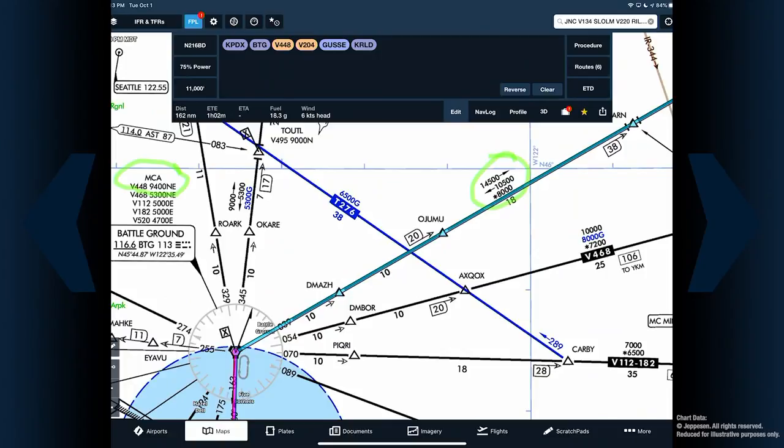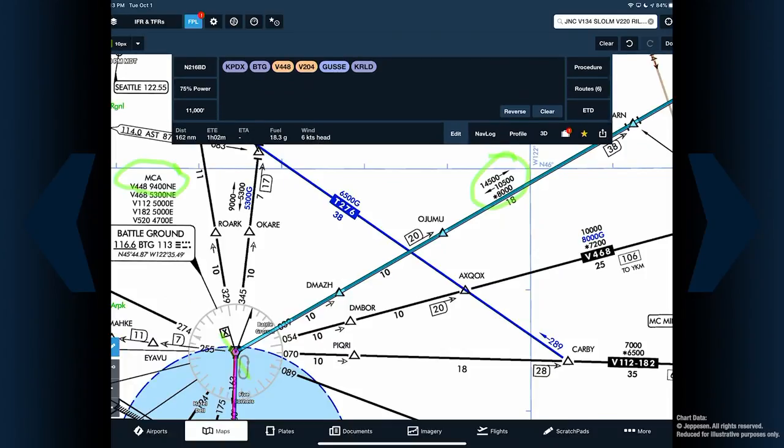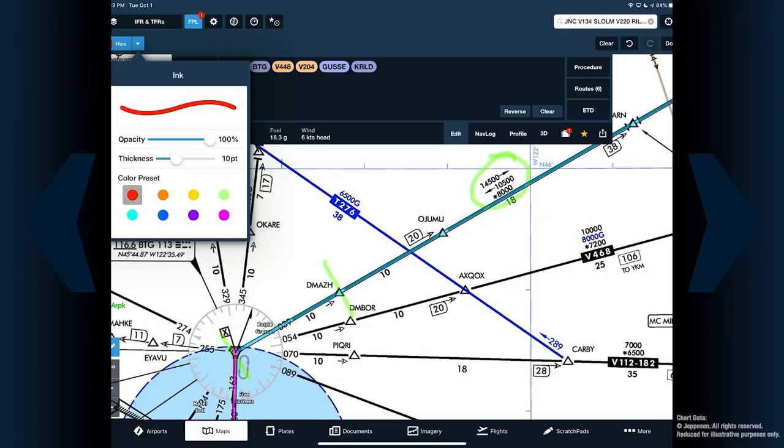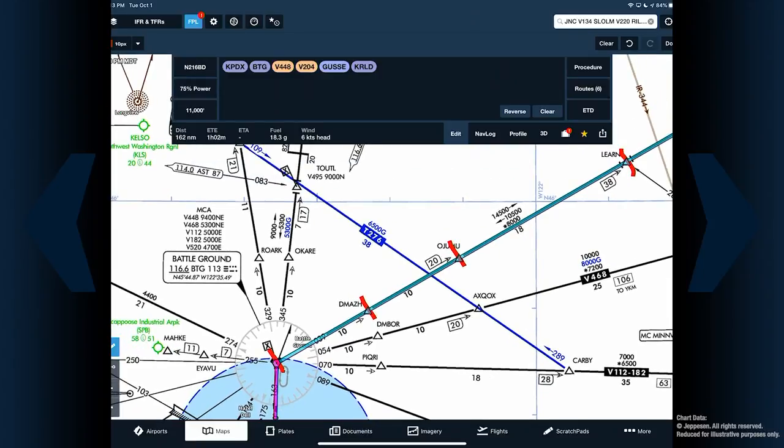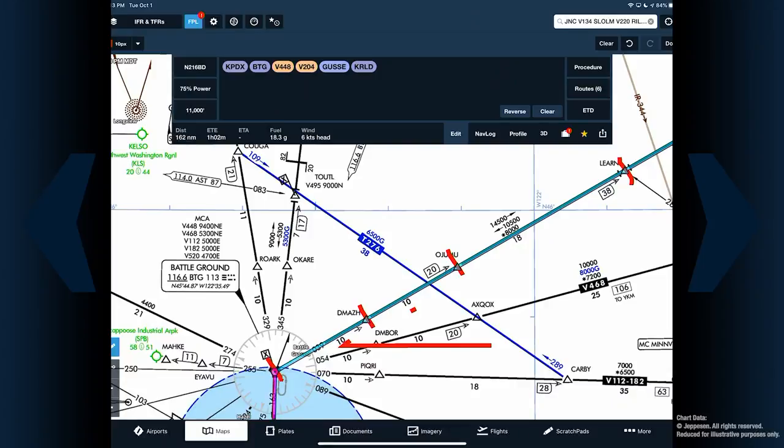Okay, so let's start by just looking at that entire first segment. And there's several different distances that you're going to see on a chart. First of all, you're going to have segment distances. I'm going to make this a little bit brighter. Segment distances are going to give you a distance between different fixes on the route. So if you look at these distances here, you'll see we have a 10, we have another 10, we have an 18. Each of those are segment distances here, here, and here. They're telling you the distance between each of the fix or the navaid and the fix groups.